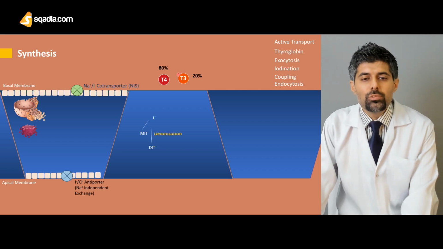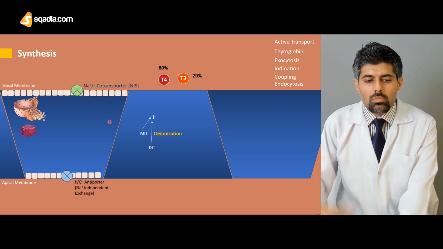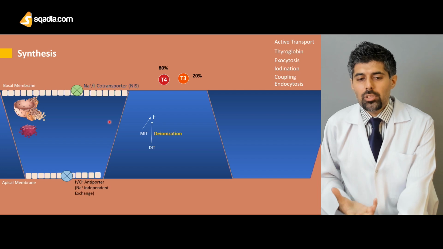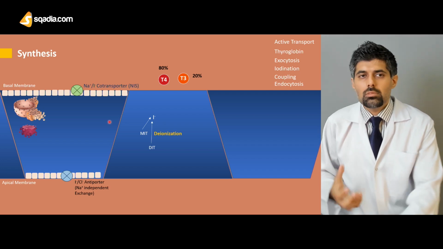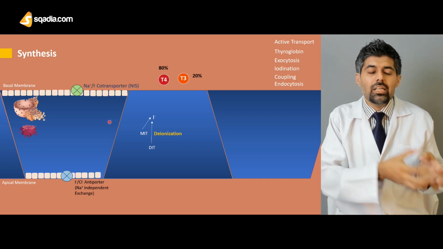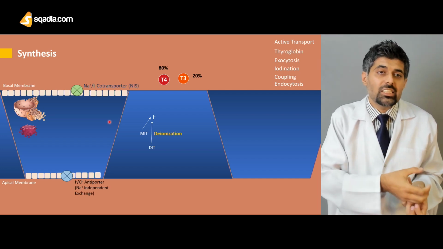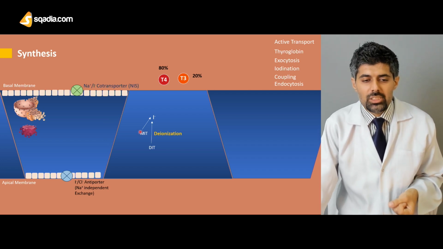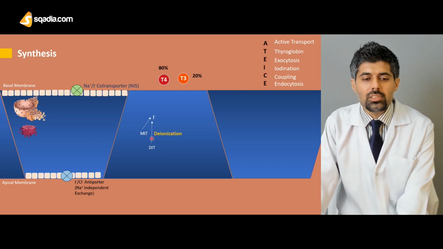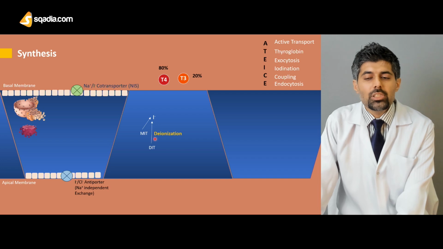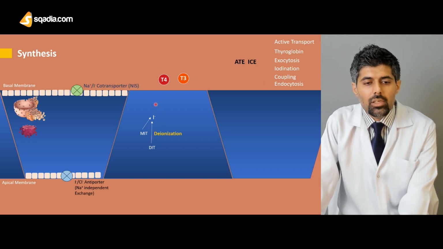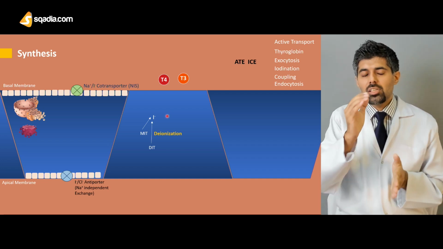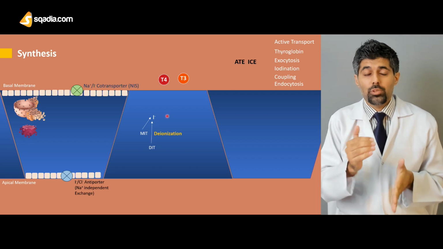Now when they are moved, the residues which are then found in the colloid are deiodinated. Deiodinated means that their iodine component is removed from them. So once iodine is removed from them, as you can see here, the tyrosine is again regenerated. And because tyrosine is regenerated, iodine is also. So you can easily see here that there are 6 steps to the synthesis of the thyroid hormone.